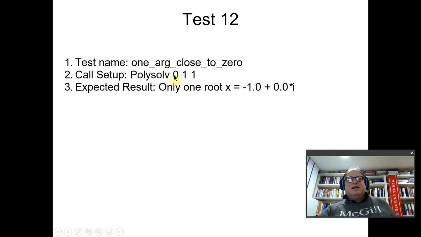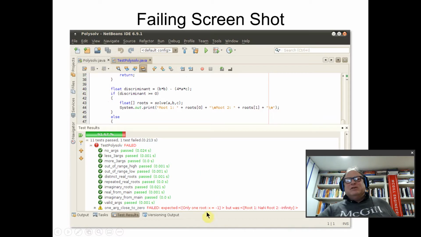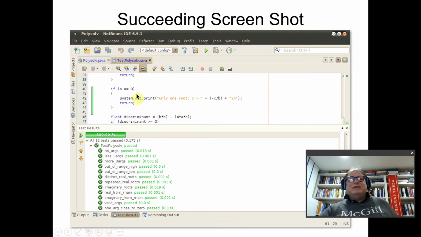A equals 0. This is a business logic rule. It should give you a linear equation, but in this case it fails. It's because of the divide by 0 with the 2a in the denominator. So we basically add some code to handle the case of a equal to 0, and it passes.